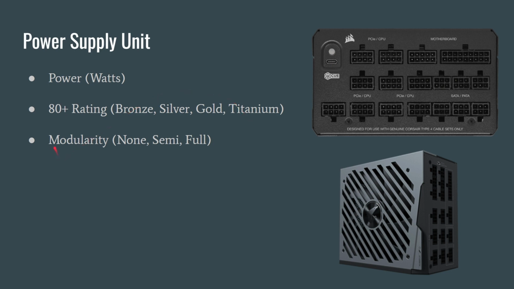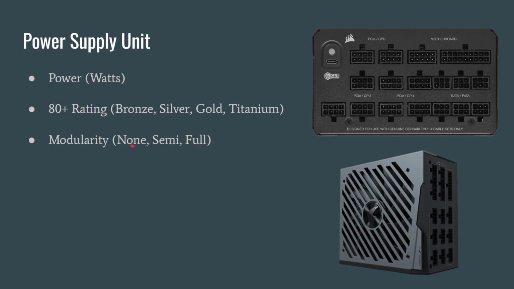And then modularity is another really important factor. If you look at these two power supplies right here, these are fully modular power supplies. What that means is that all of the cables that power the PC have ports. You can see here, this is the CPU power, and there's just a port that you plug a cable into. Same with the motherboard cables here. Same with the SATA cables. You can plug a cable into this port. You can use the default cable that came with the power supply, or you could buy your own custom cable.